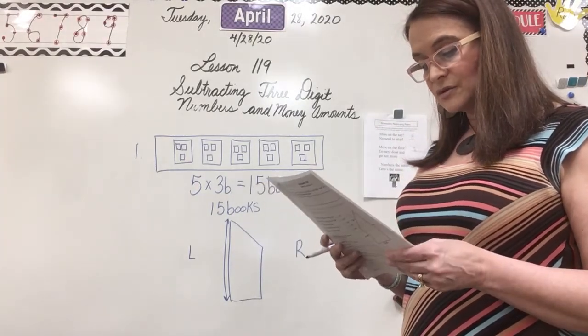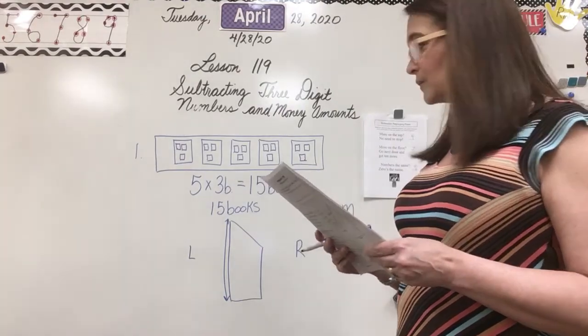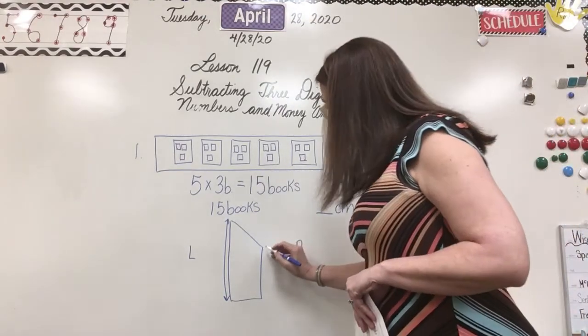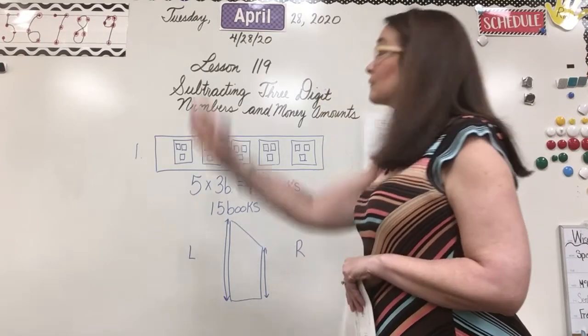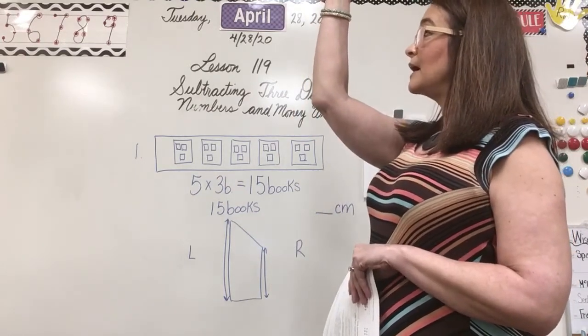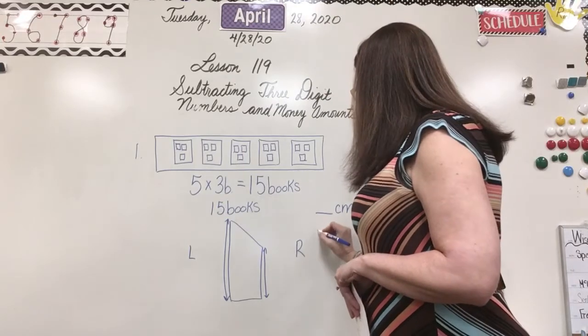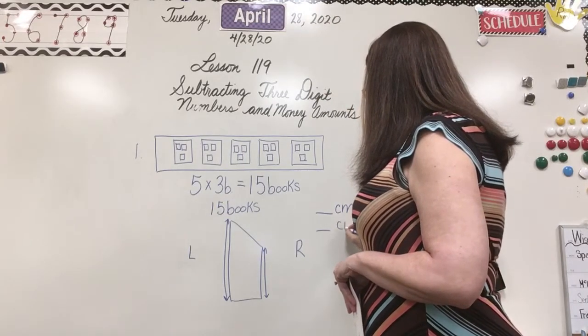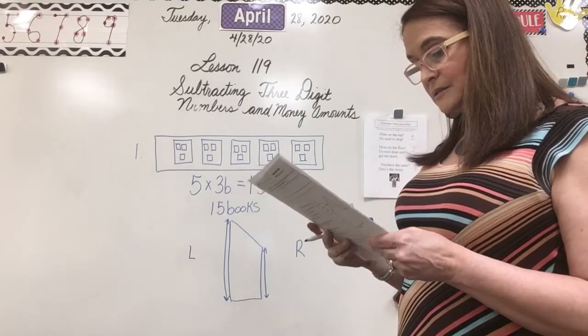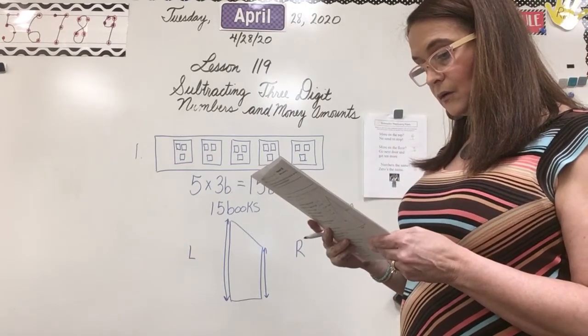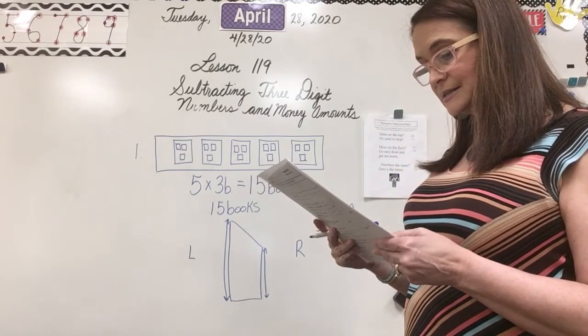Then it says measure the vertical line segment on the right. Okay, here's the right side. Vertical, straight up to God. We're going to measure that line segment in centimeters and put it here. Then it says measure the horizontal line segment using centimeters.